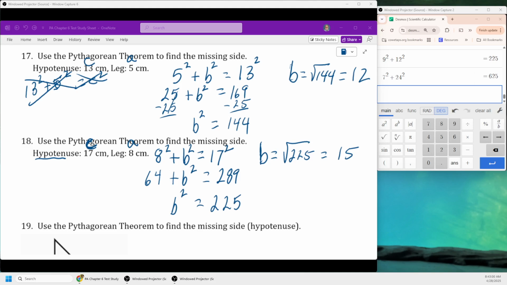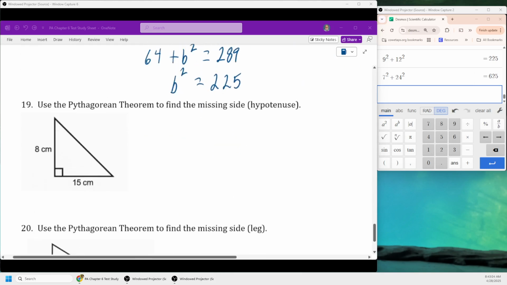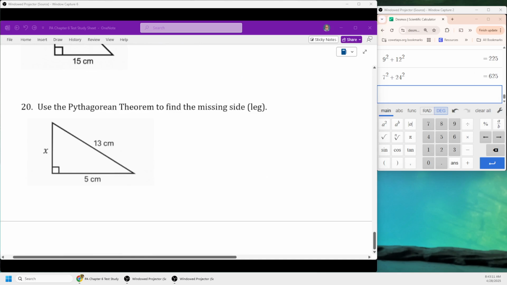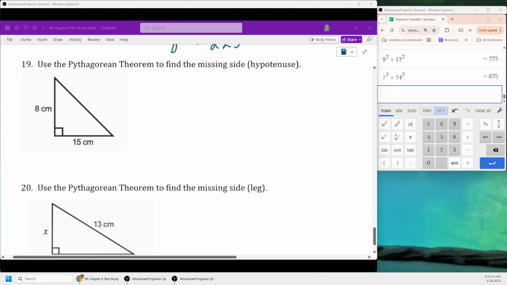Okay, so let's look at 19. This one is just a picture version of what we were just doing. That's all that this is. Why don't you try number 19 and 20 real quick on your own, and then we'll come back and finish this up.